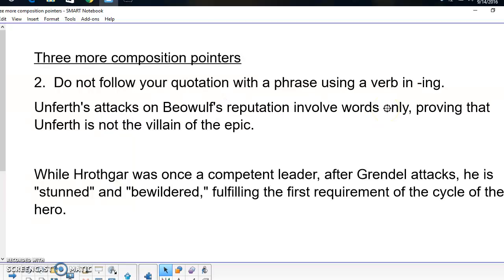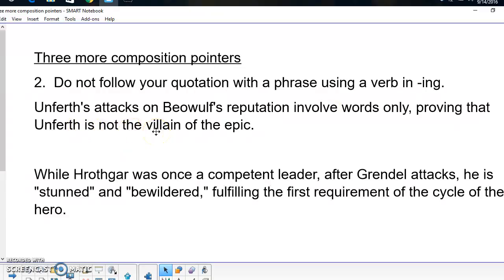That's good. It's a fact of the text, but the reader is going to say to you, well, I know that, but which words does he use and why are those important? So here is our claim that we're going to develop in the body sentences of the paragraph. What you don't want to do is to jam on to the end a phrase with a verb in the ing that tells us the conclusion you're drawing from that. So here's the fact of the text. Then you're drawing the conclusion that because they involve words only, that makes Unferth not the villain.